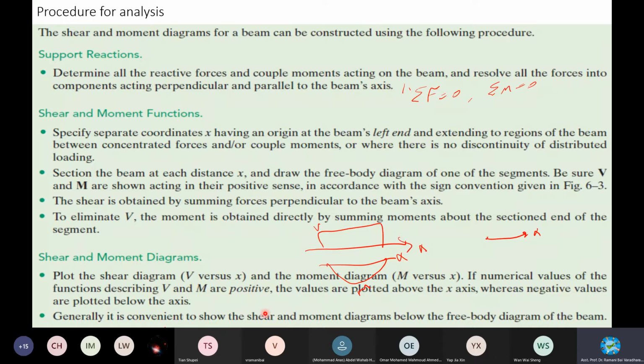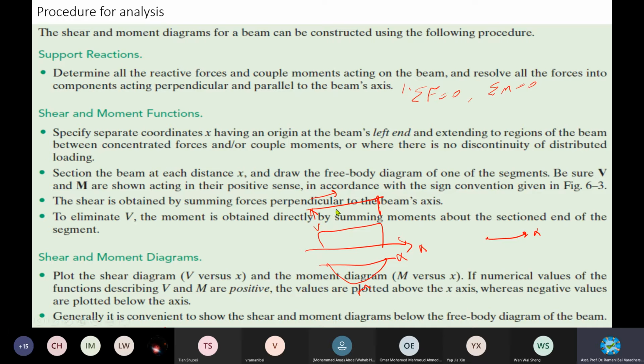Lastly, generally it is convenient to show the shear force and bending moment diagram below your free body diagram. Yes, I saw some students drawing without the member. You need to draw the member first. Otherwise, for which you are referring, that is important. You draw the member first and then go by the length from one end to another end.